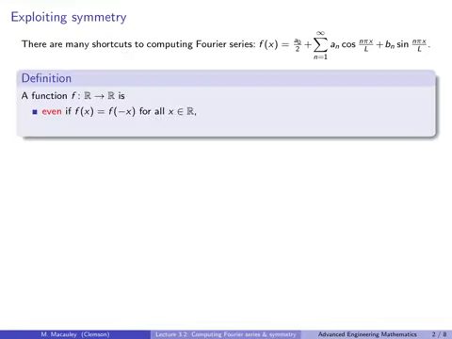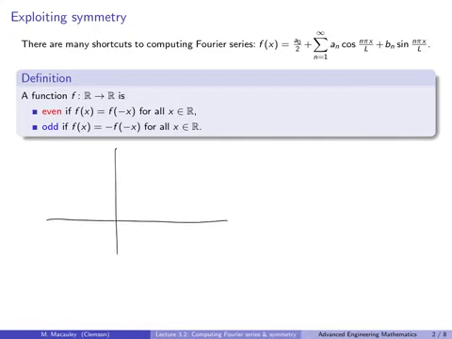To begin, we need two simple definitions. A real-valued function f is even if f of x equals f of negative x for all inputs x, and odd if f of x equals negative f of negative x for all inputs x. If I draw a picture of this, it should be clear what this means.